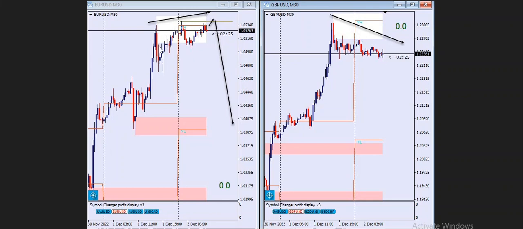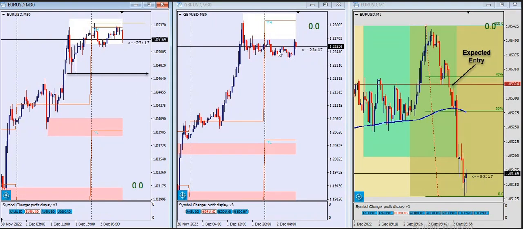But here, EUR/USD continued to create higher highs and higher lows. So I was expecting price to create a higher high at this point, taking out this high, while GBP/USD continues to create lower highs and lower lows. And this is what happened. Exactly what I predicted happened. We have high, higher high, higher high, yet GBP/USD has been creating high, lower high, lower high.